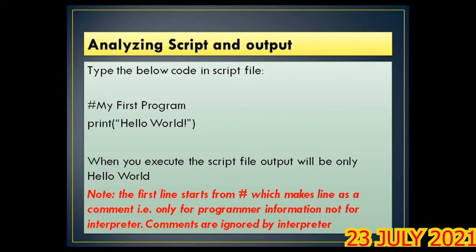Now just analyze your script and the output. When you type here 'my first program' and print hello world, the output will be hello world only. Why is 'my first program' not printed? The first line starts with a hash, which makes the line a comment. It is called a non-executable statement, only for the user or programmer for information, not for the interpreter. Comments are ignored while translating from high level language to low level language.